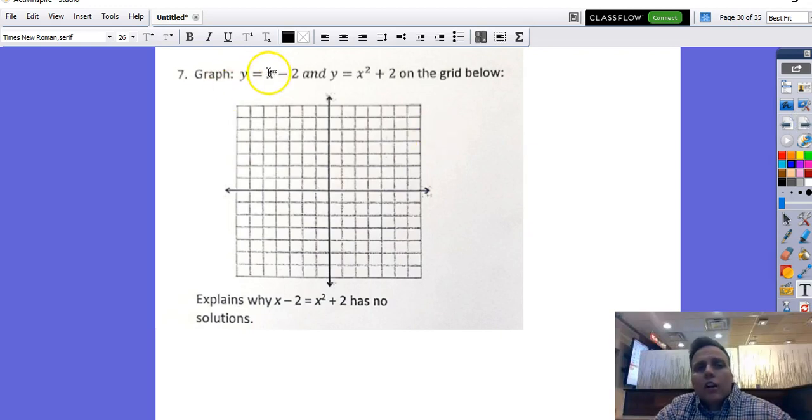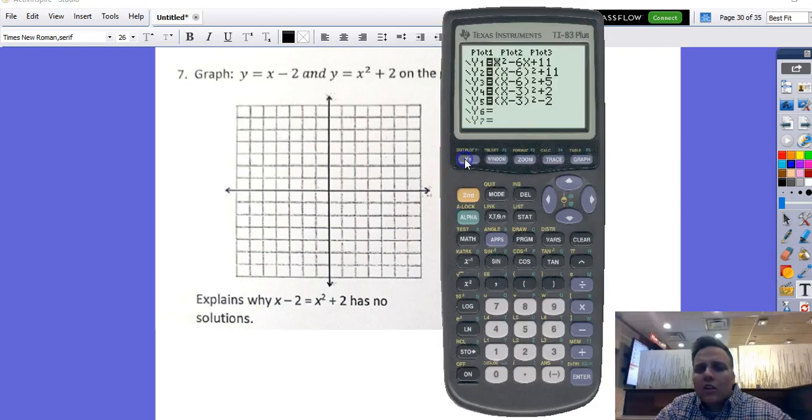Number 7. Graph y equals x minus 2 and y equals x squared plus 2 on the grid below. Explain why these two different equations have no solutions. Okay, let's just think about that. I'm going to let the calculator do the heavy lifting of graphing this for me, though. I'm not going to make this complicated for myself. So we're going to go through and we're going to click clear on all of them real fast.